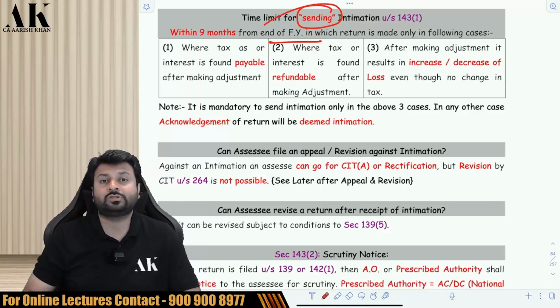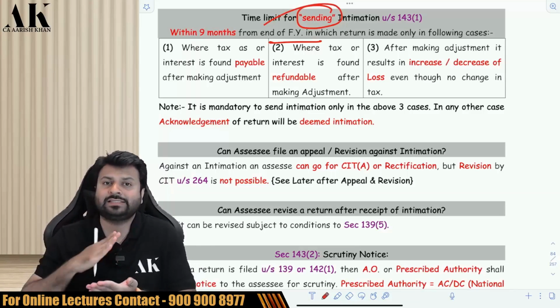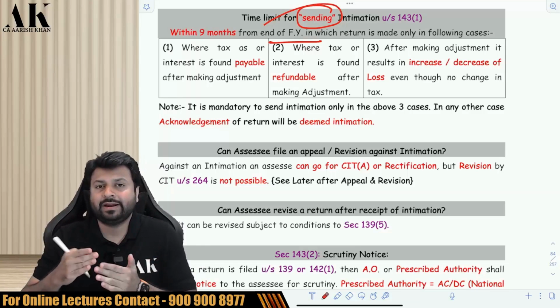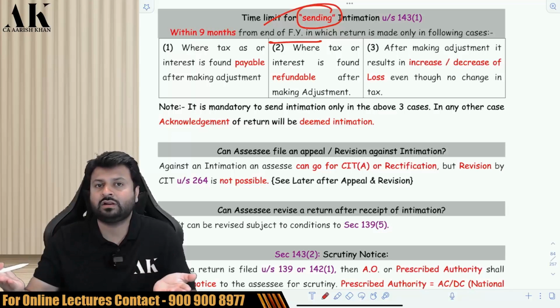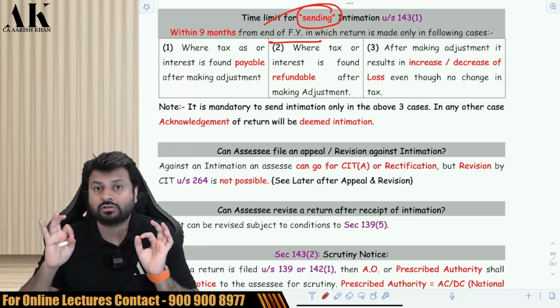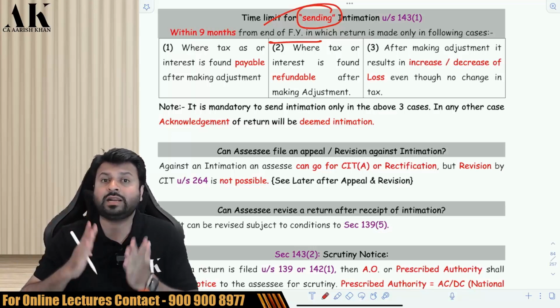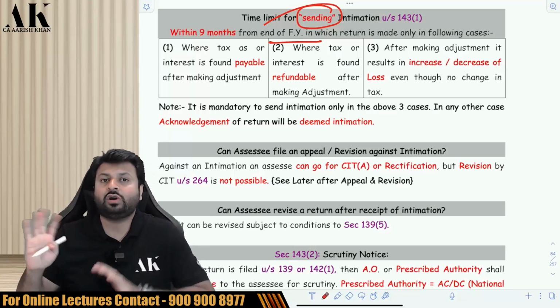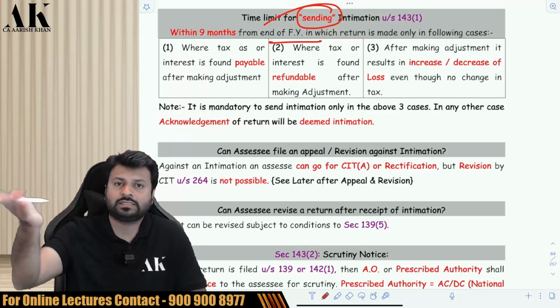The time limit over here is to send. They might send you by this date. It may happen that they send it by 31st December and you receive it on 3rd of January. It's all fine, because the law uses the word sending, which is important by 31st December. Receiving by 31st December is not important. You might receive after that also.